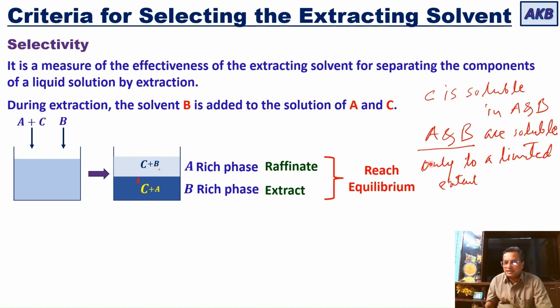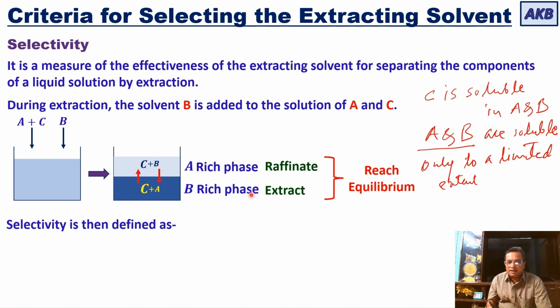And these two layers will reach equilibrium. There will be a dynamic equilibrium between these two layers, where even though C is transferring across the interface, the rate at which it is transferring from the A rich phase to the B rich phase is the same as the rate at which it is transferring from the B rich phase to the A rich phase. So there is no net transfer of C across the interface. When this happens, we say that the raffinate and extract phases are in equilibrium with each other.